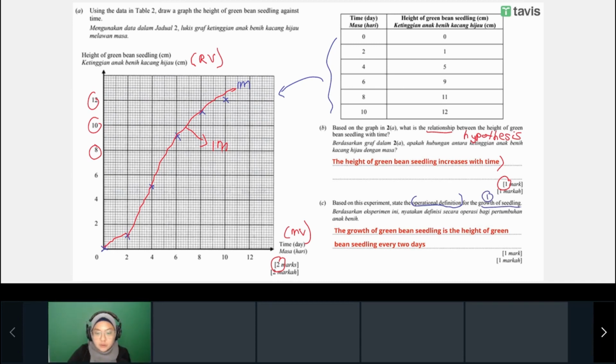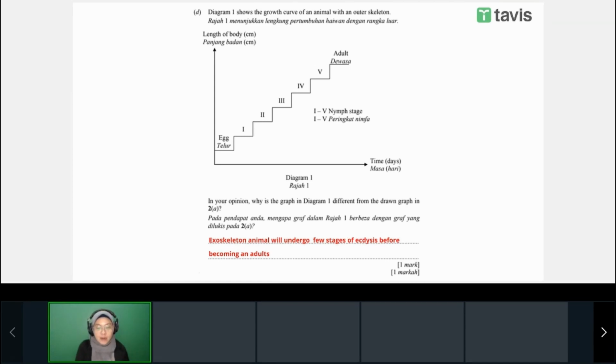Okay. The keywords. This one is the keyword. Growth of the seedling. You add the responding variable. The growth of the green bean seedling is the keyword, the thing that they ask you. The height of the green bean seedling is the responding variable. They ask you about the growth of the seedling, the term over here, plus the responding variable. So easy. Then you already get 4 marks. Okay, last mark. Usually the last mark is the application question.